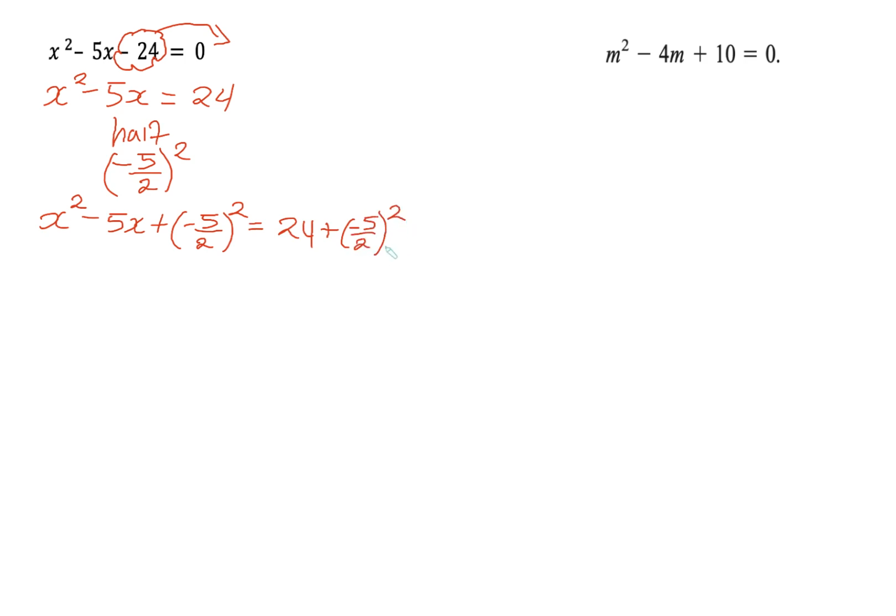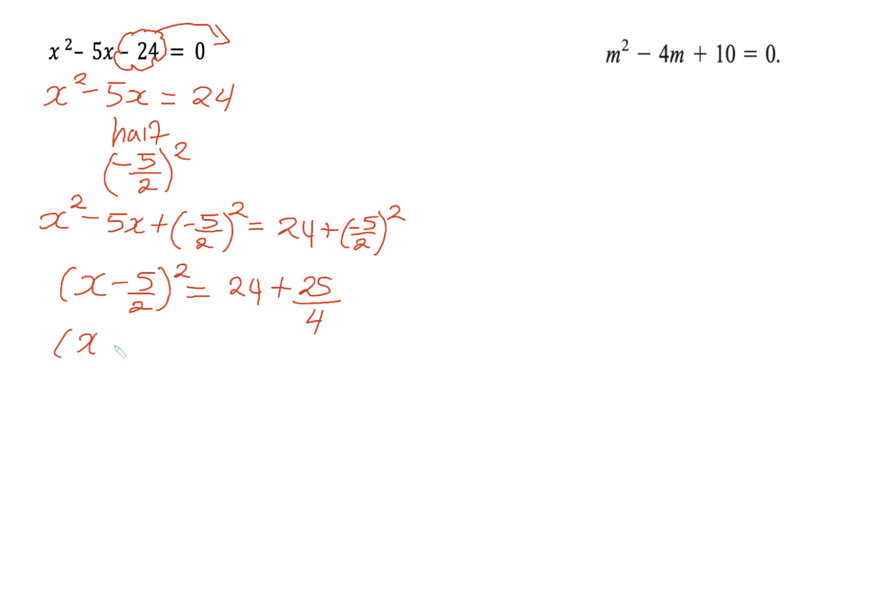(-5/2) all squared. Okay, remember we have to factor this, but it's easy. It's going to be the x with the -5/2, and then you're going to square. Over here, we're going to have to evaluate. This will be 24 plus, and if you square -5/2, -5 squared is 25, and if you square 2, you get 4. Now we have to evaluate that.